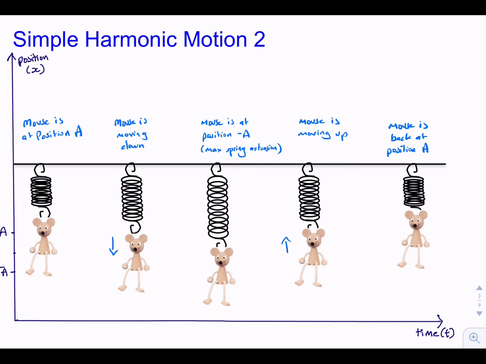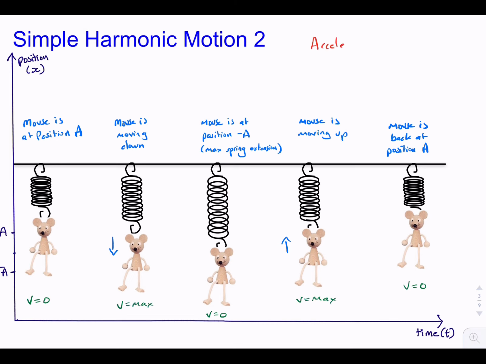position A. If we now consider the velocity of the mouse, we know that the velocity will be 0 at various points in this plot. We know the mouse will have a zero velocity when it's changing directions at the bottom and at the top of its oscillations. So that means here, here, and here, the velocity will be zero. At the other two positions, the mouse is zooming through the middle of A and minus A, and here, the mouse will be travelling at its fastest.